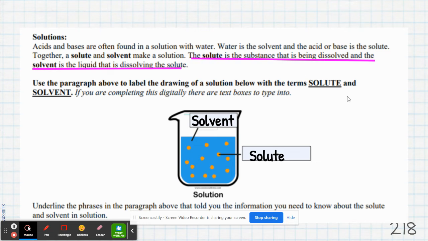Here we're looking at solute versus solvent. The solvent is what things are dissolved in. So in this case, it's water, the liquid, and then the solute is what is being dissolved. So here we're supposed to label this and then underline where you got the information from.